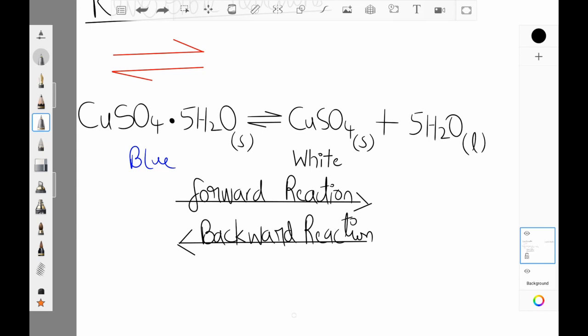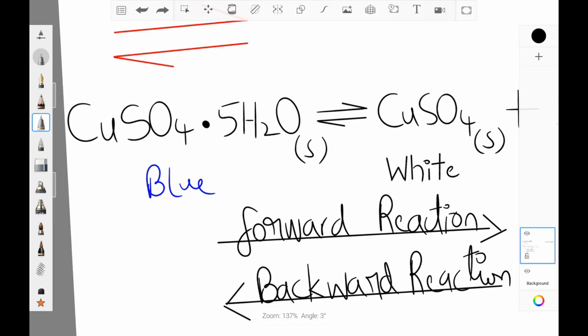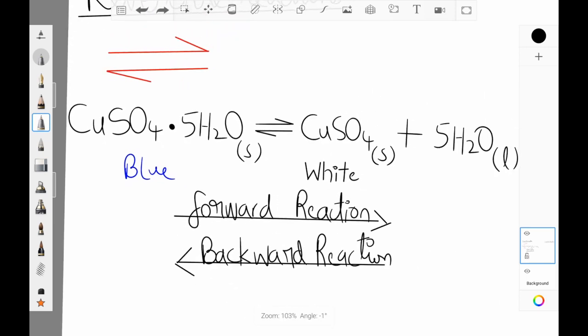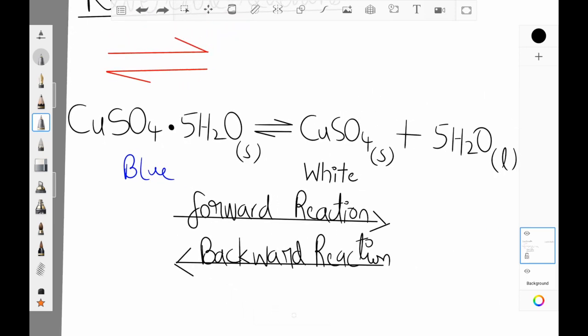And the reaction from left to right, which is this direction, is called the forward reaction. Whereas the reaction from right to left, which is in this direction, is called the backwards reaction. And over here I have a very common example for a reversible reaction, where I have hydrated copper sulfate, which upon heating actually breaks down to form copper sulfate, or anhydrous copper sulfate to be exact, and water.